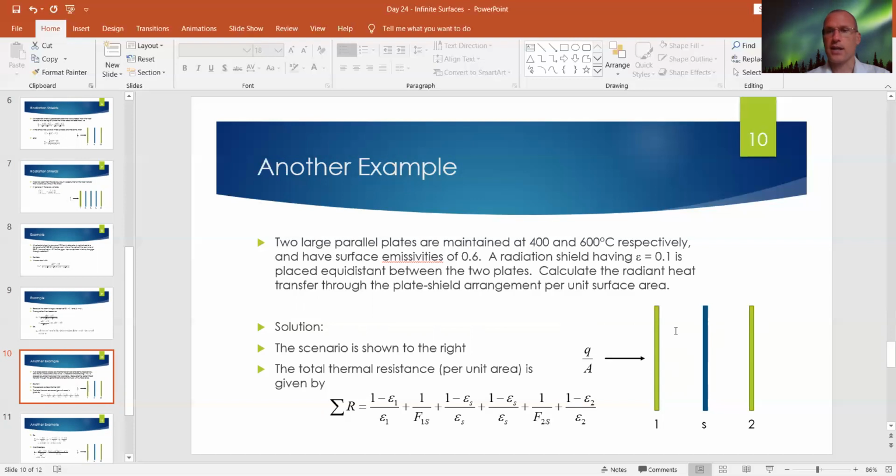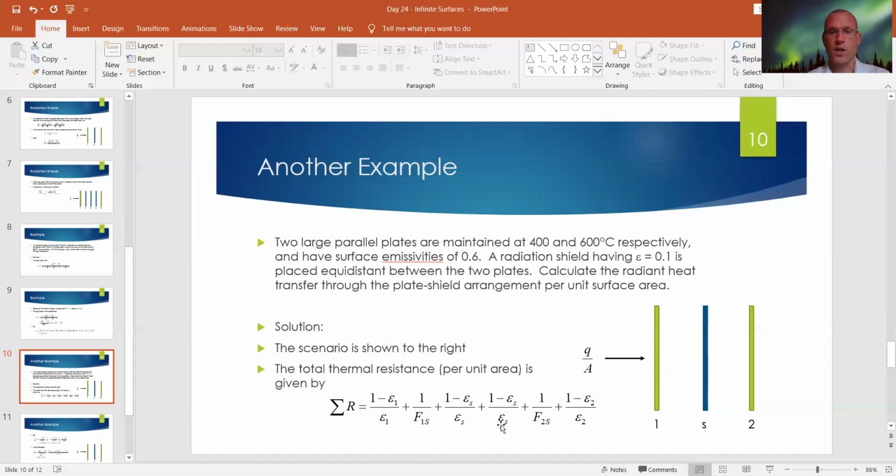So what I'm going to do instead is set up my actual total thermal resistance per unit area. So I have (1 minus epsilon 1) over epsilon 1. Usually it's epsilon 1 A1, but because I'm dealing with heat per unit area, I can take the area out. So to get off surface 1, I have (1 minus epsilon 1) over epsilon 1. And then from that surface, I need to actually make it to the shield. So 1 over F1S, the view factor from 1 to the shield. The radiation has to be absorbed into the shield, so (1 minus epsilon s) over epsilon s.